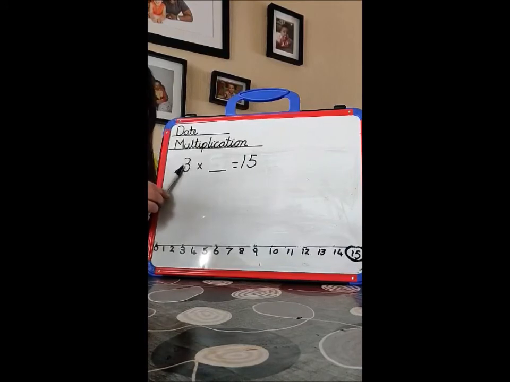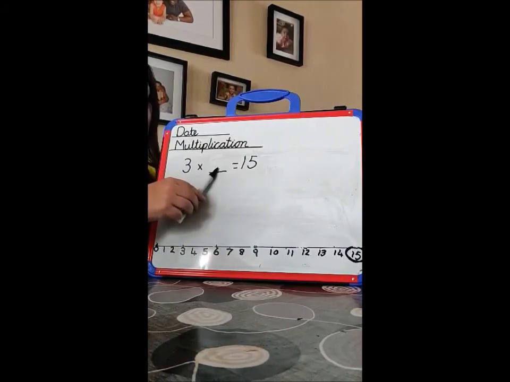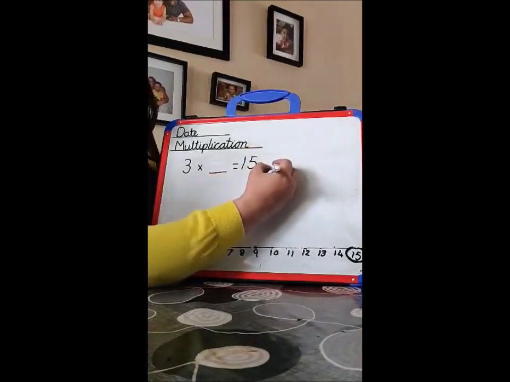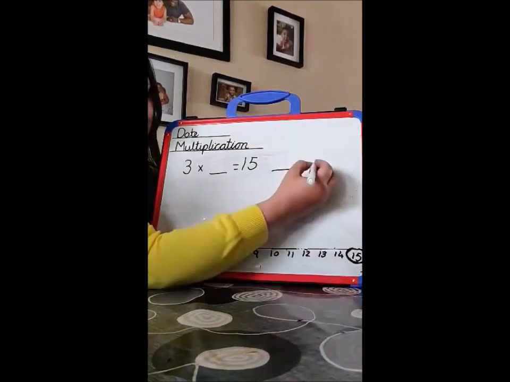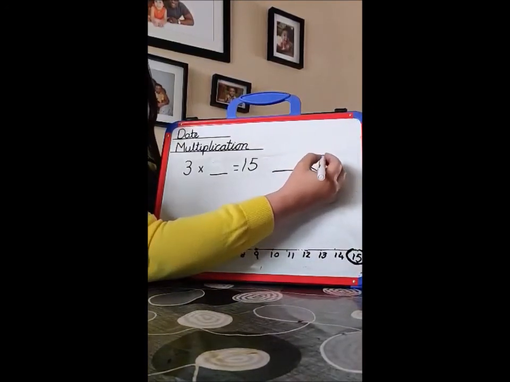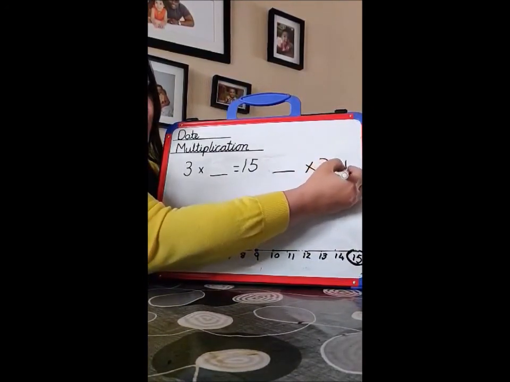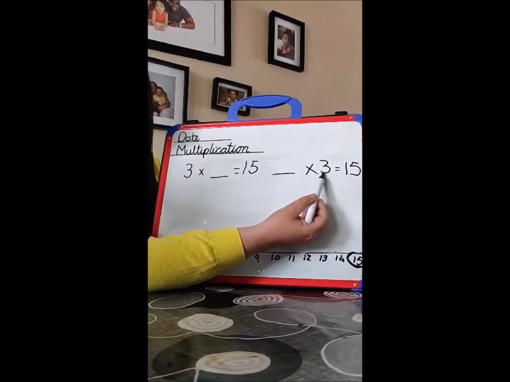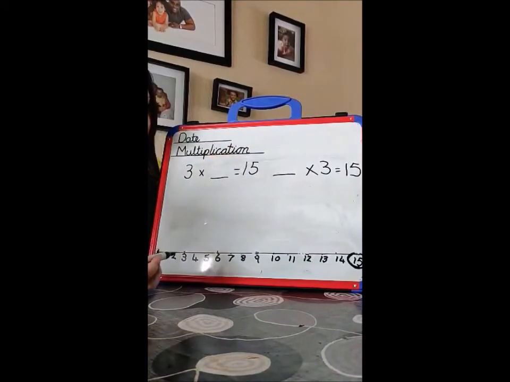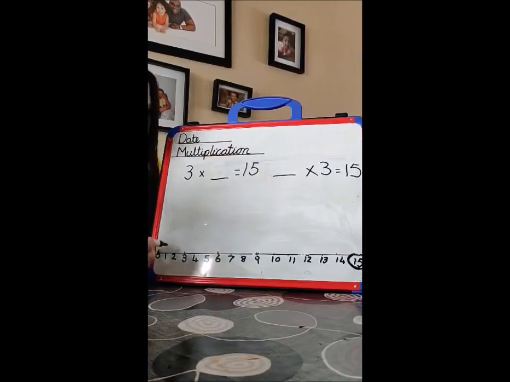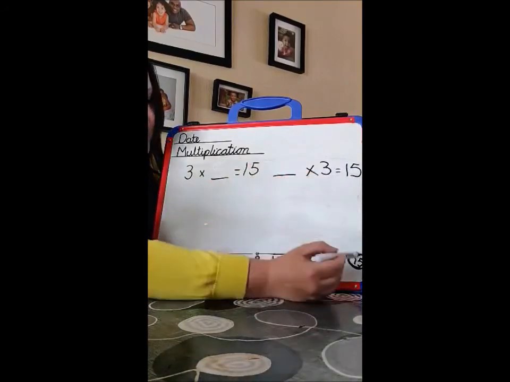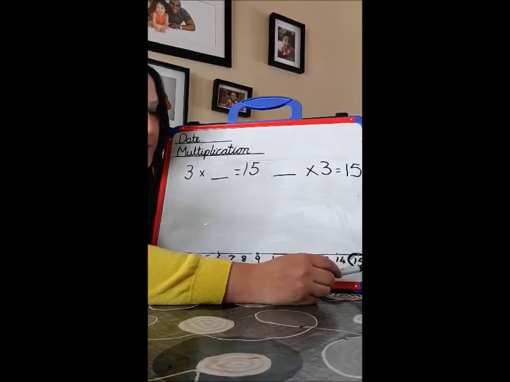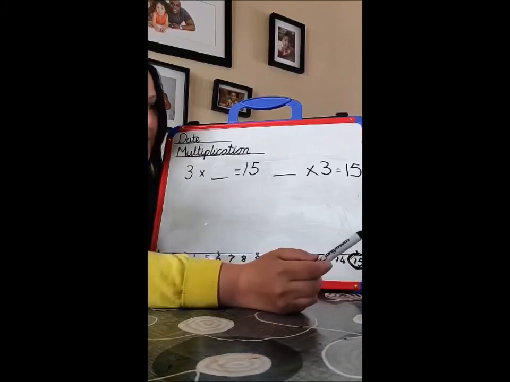We don't want 3 groups of something. We want to know what this something is. So we can rewrite the sum: something, so many groups of 3 equals 15. Great, so now we know we're counting in 3s. Brilliant. On our number line, we know we've got to reach the total of 15. We don't go past it, we're just going to meet it. We don't go any further than 15.